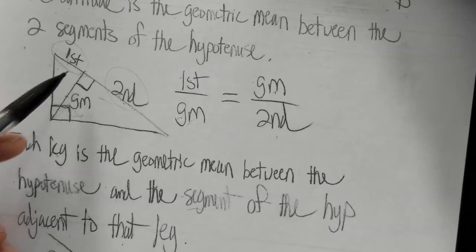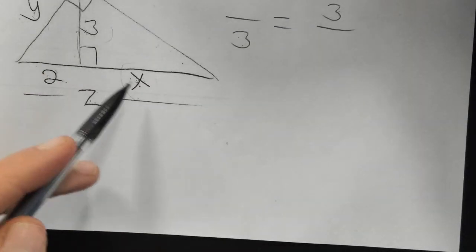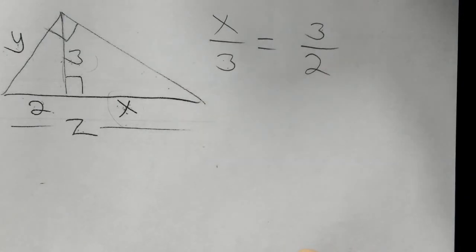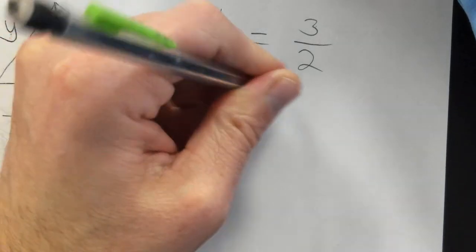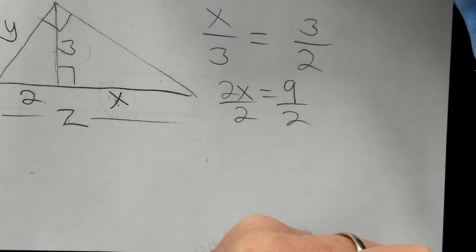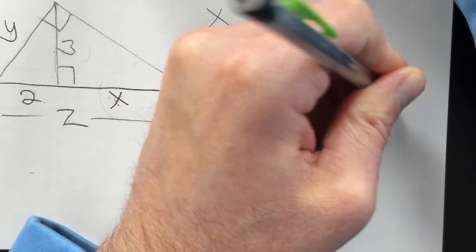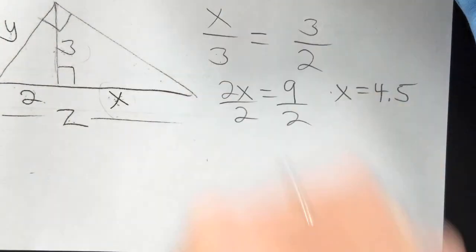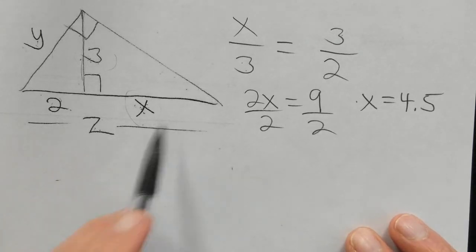The numbers that go here and here are the 2 pieces of the hypotenuse. The 2 pieces of the hypotenuse now are 2 and x. So I'm going to put an x here. I'm going to put a 2 here. And let's go ahead and finish it. So now this will be 2 times x, 2x. 3 times 3 is 9. And I need to divide both sides by 2. And then from here we can get x is equal to 4.5. That's your x.